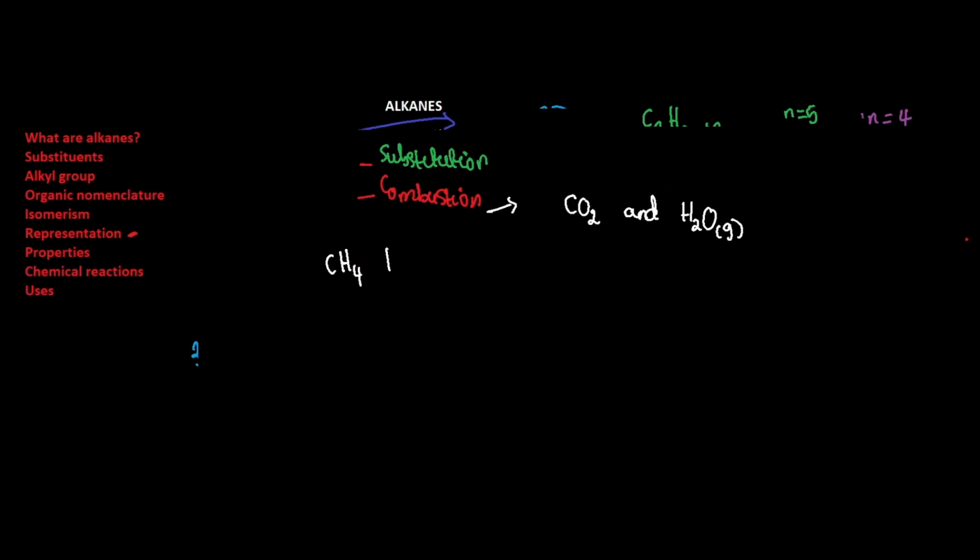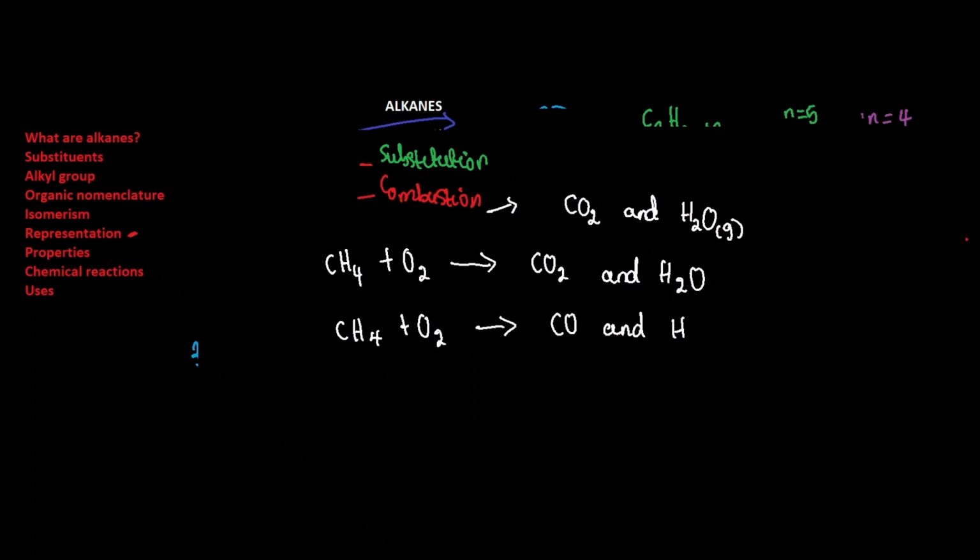So if we're given CH4 and it undergoes combustion, which is addition of oxygen, it would produce carbon dioxide and water vapor. Okay, now this is when oxygen is in excess. If oxygen is limited, however, rather than producing carbon dioxide, it would actually produce carbon monoxide.